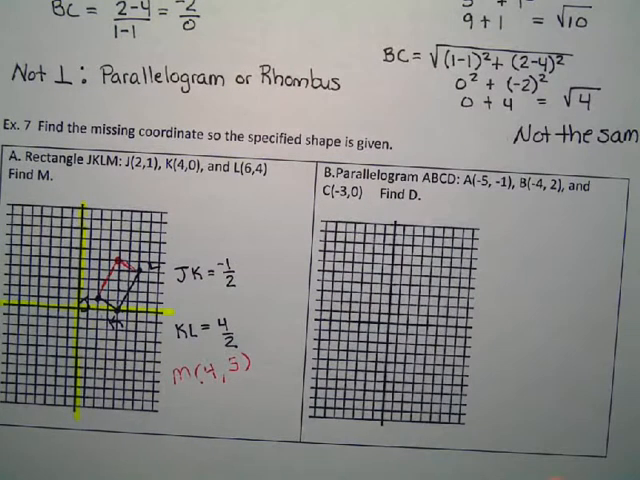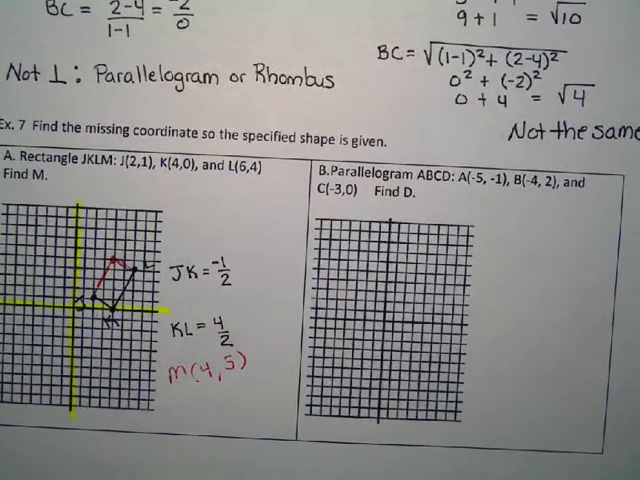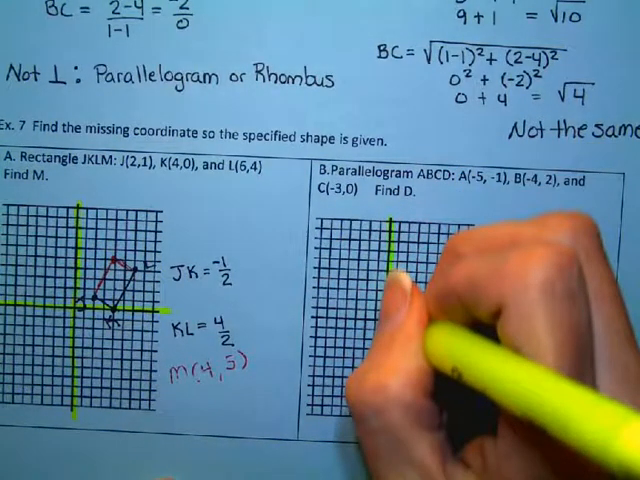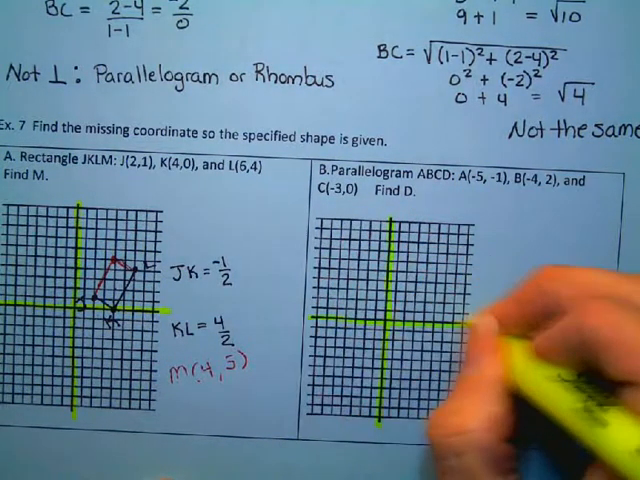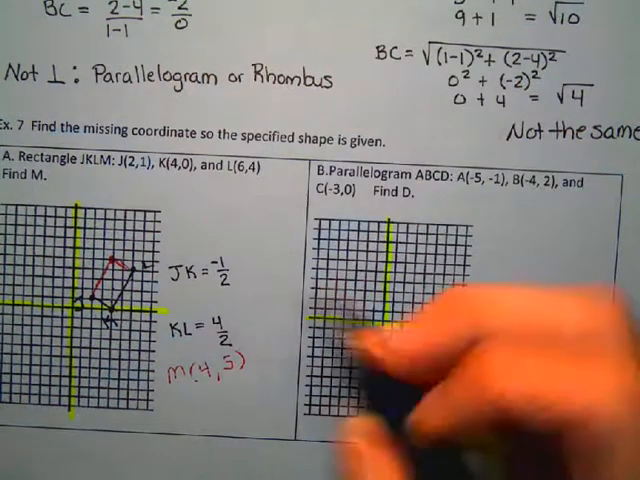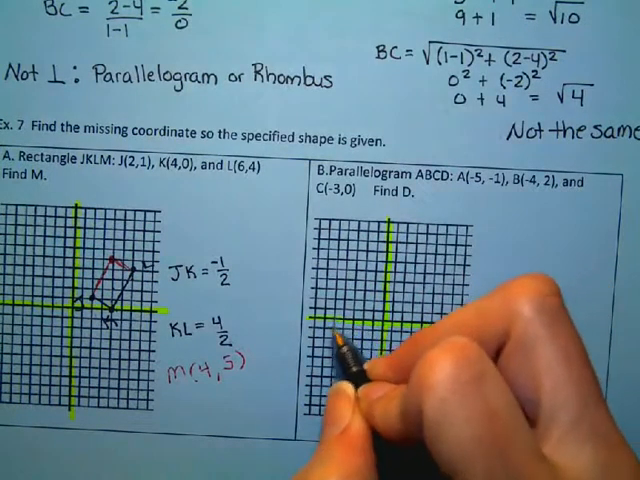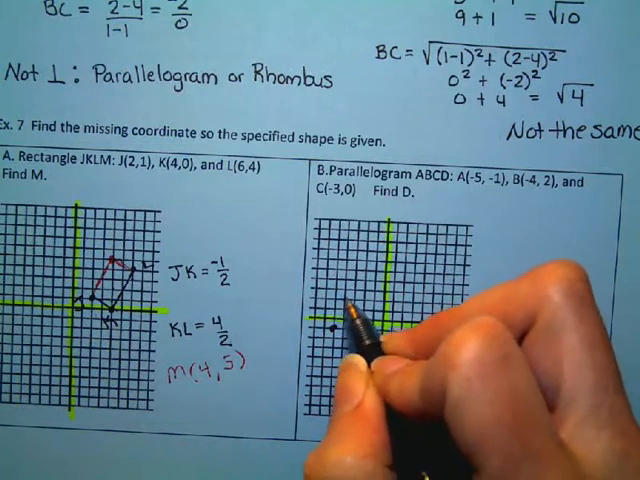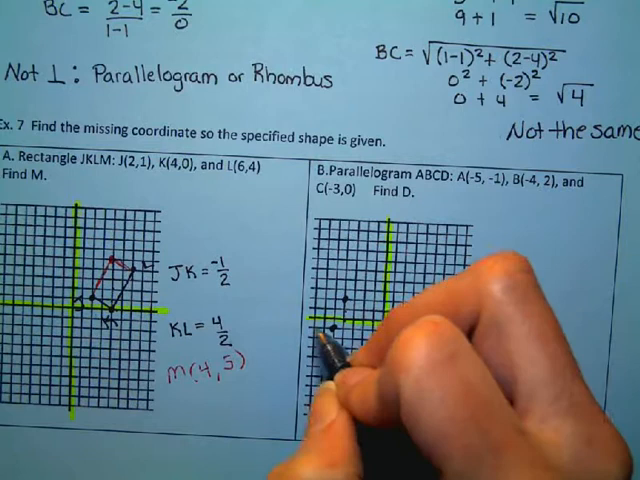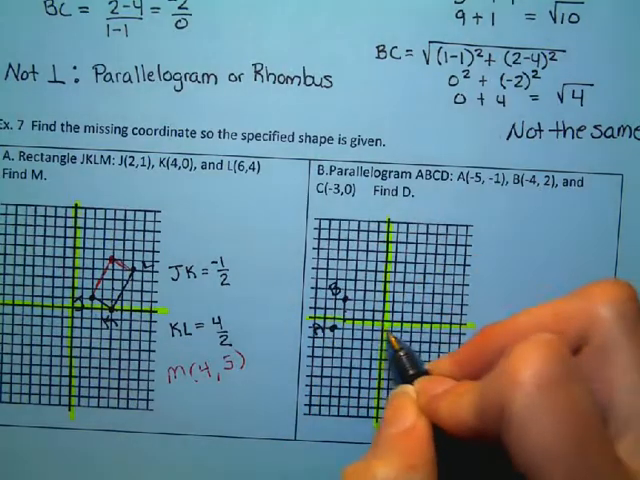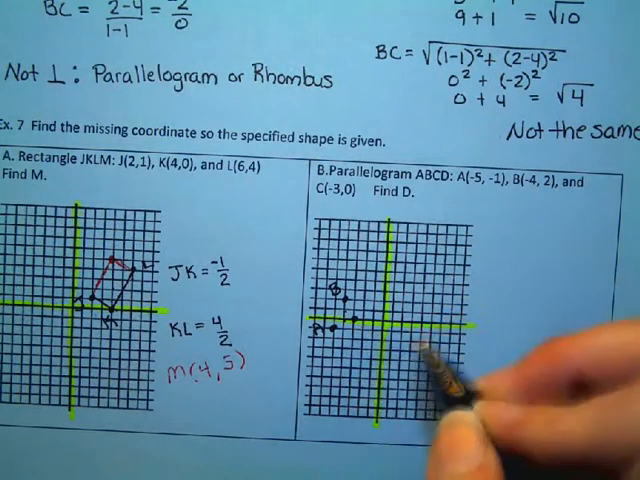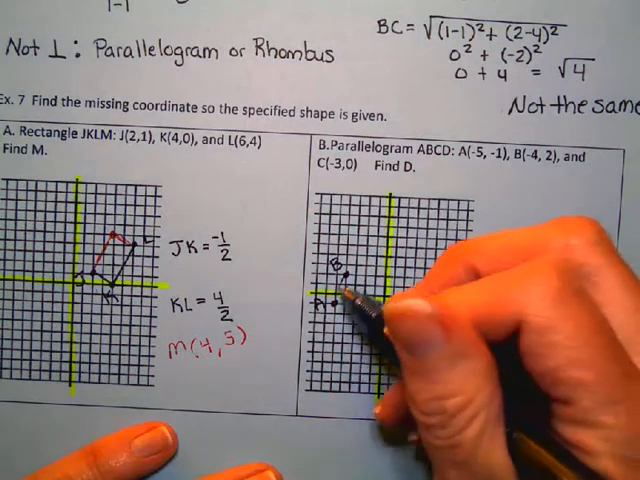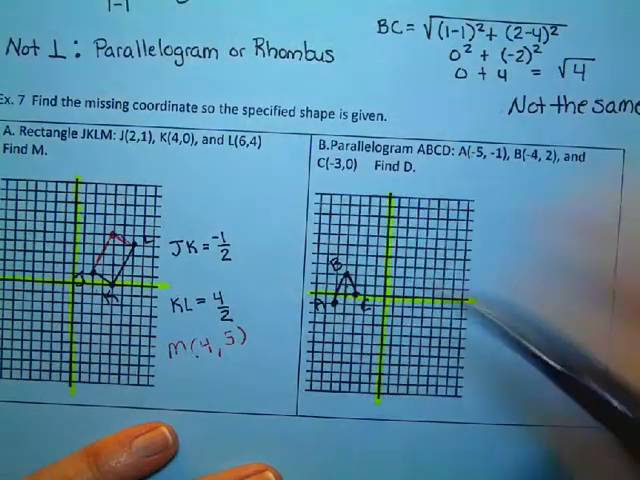Parallelogram, let's start by graphing our points. Again, I'm highlighting this because I can't see it very well. We have the point -5, -1, -4, 2. So that's A, we have B, we have C at -3, 0. Okay, and we're looking for D. Remember, they have to go in order though. So if this is A, B, C, I know that my point has to be down here somewhere because you got to follow the pattern.